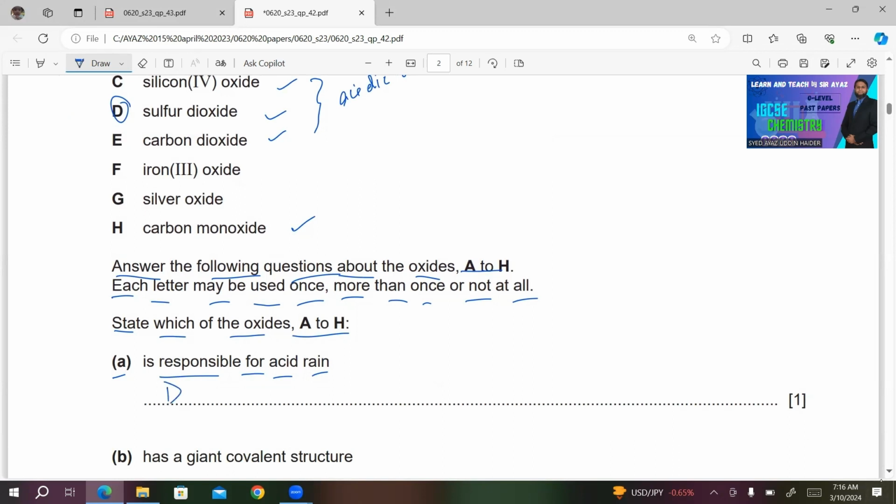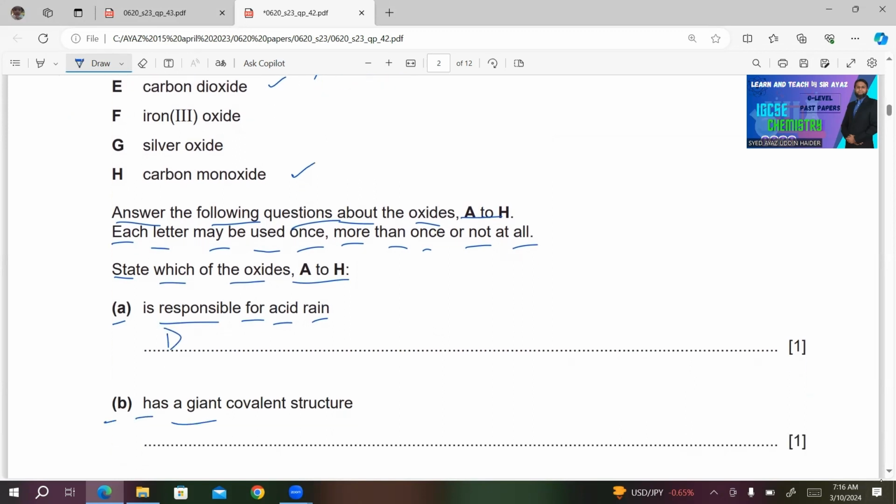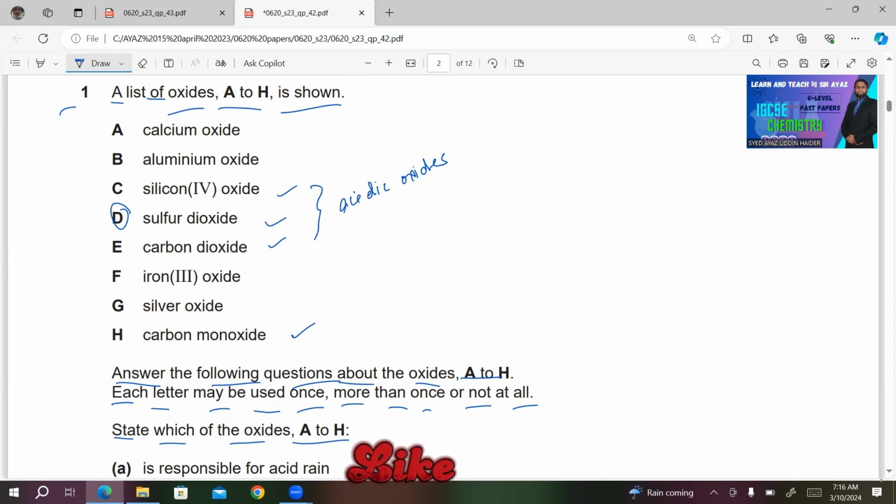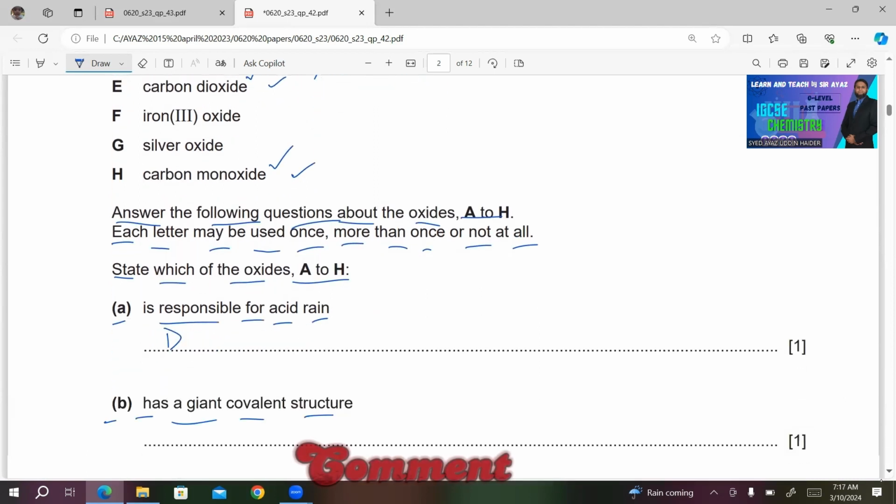B has a giant covalent structure. So we have covalent structures: silicon 4 oxide, sulfur dioxide, carbon dioxide, and carbon monoxide. But silicon 4 oxide is the only one which has a giant covalent structure. So C will be the answer here.